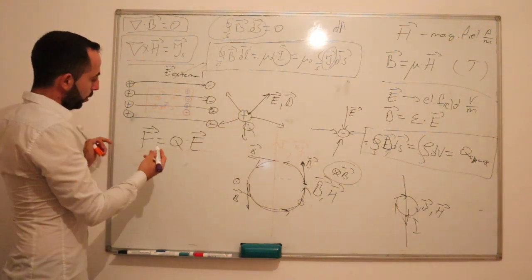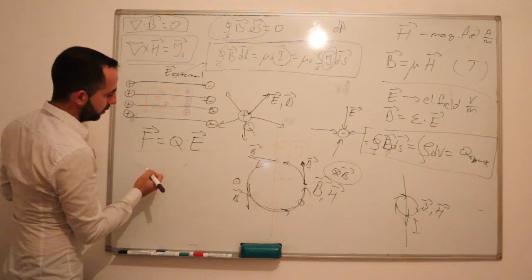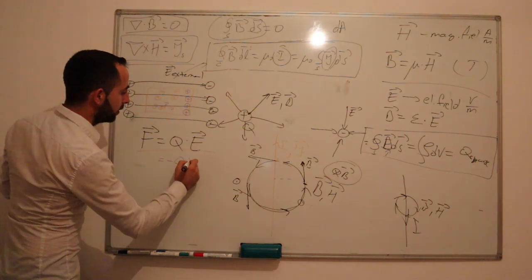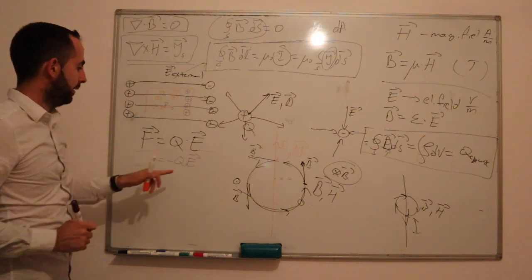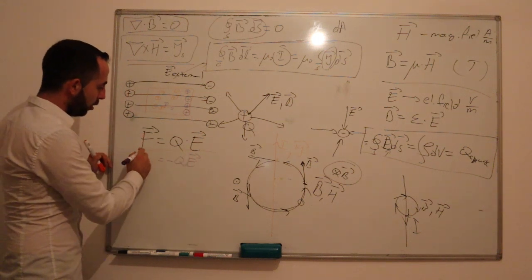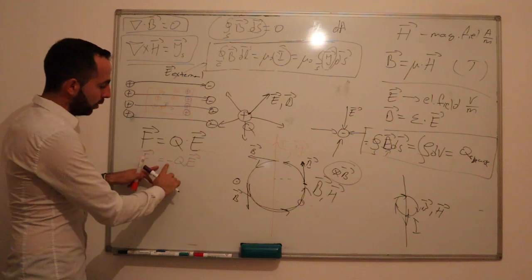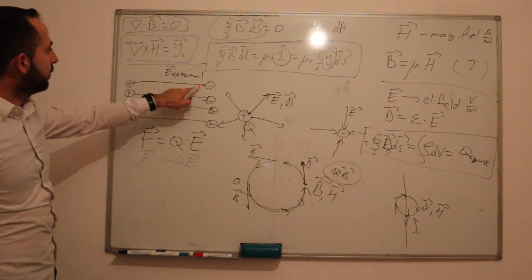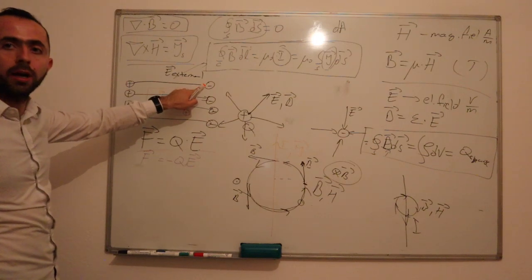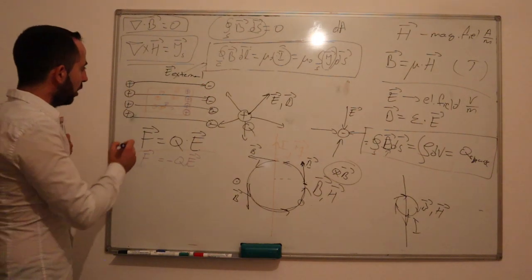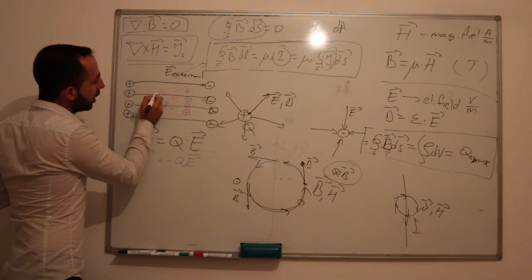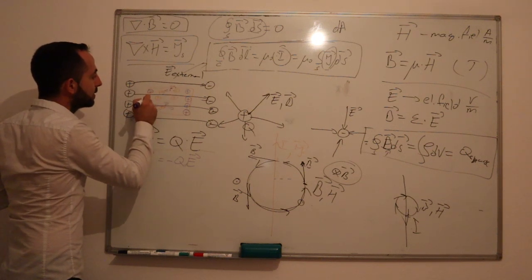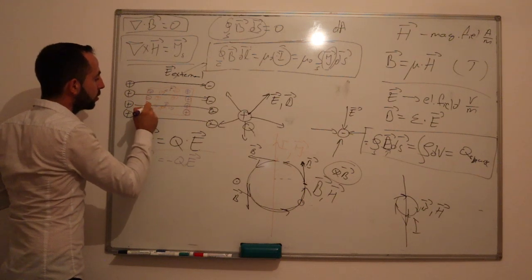And what if we have a negative charge of the same amplitude? Then we will have minus Q times E. So this force, in this case, will have a direction opposite from the direction of our electrical field. So all negative charges will be moved to this side of the conductor.